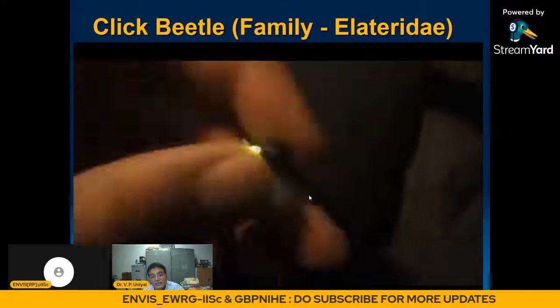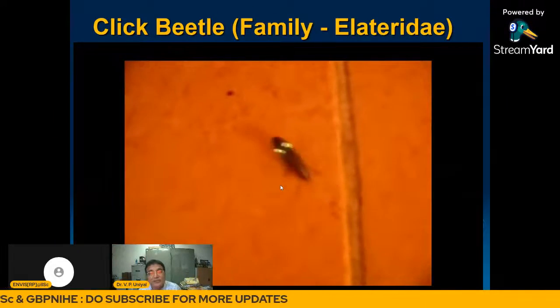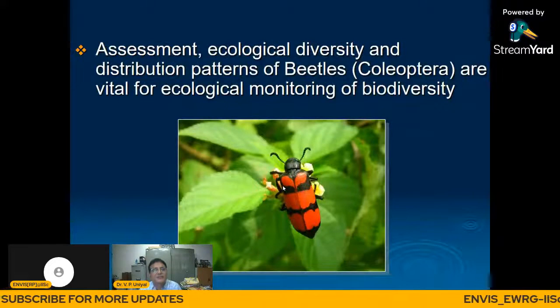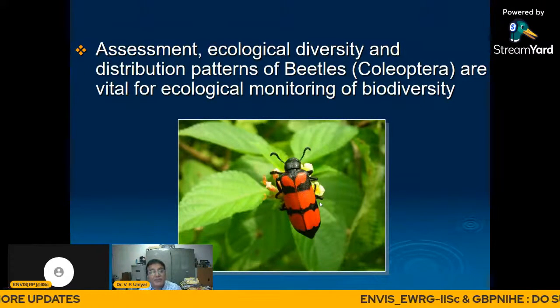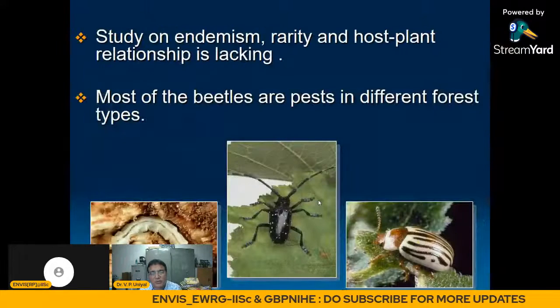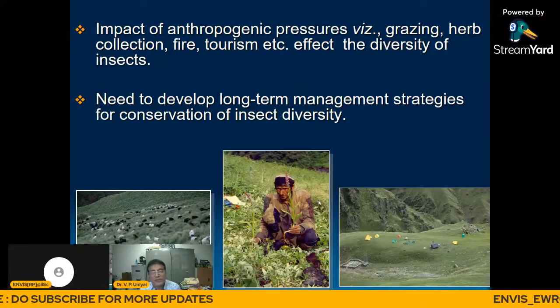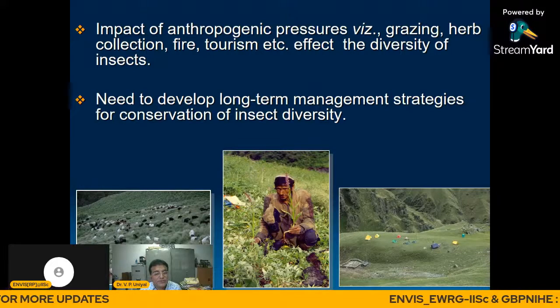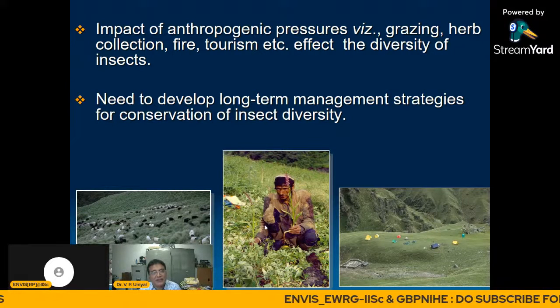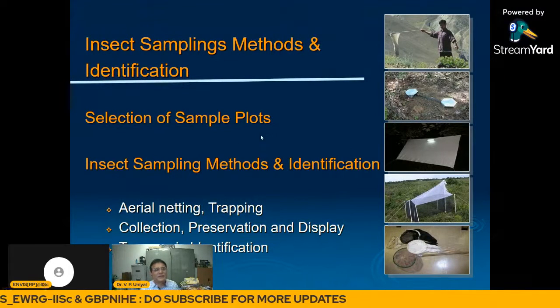People collect them and sell them in the market, and the hoteliers put them in lanterns and enjoy click beetle light dinners. So there is this assessment of ecological diversity and distribution patterns of beetles and collectors in biodiversity. Some of the insect groups are important. Certainly, they are the best indicators of varieties of cropping systems and our forest area. But the pressures in the forest, from tourists, grazing, and collection in the Himalayas, are destroying the diversity of beautiful indicators.